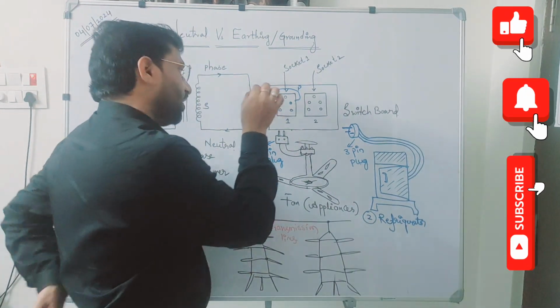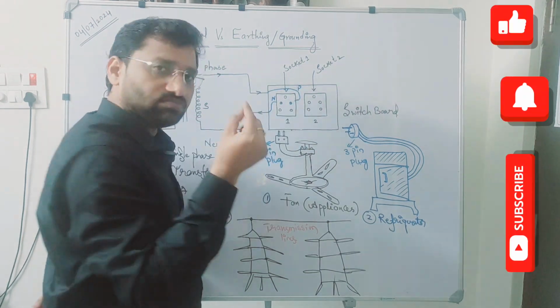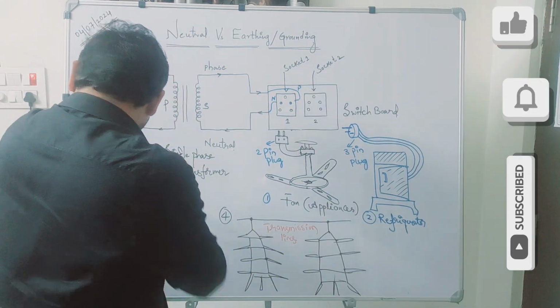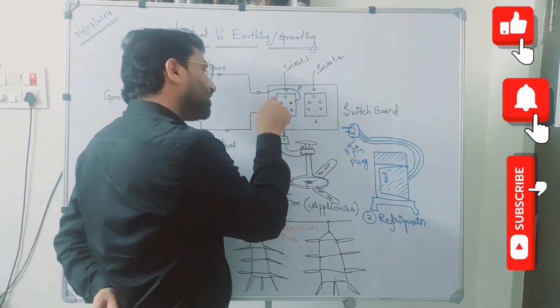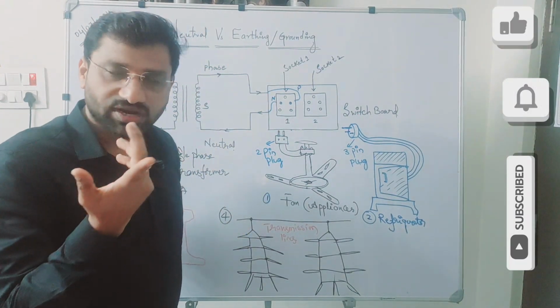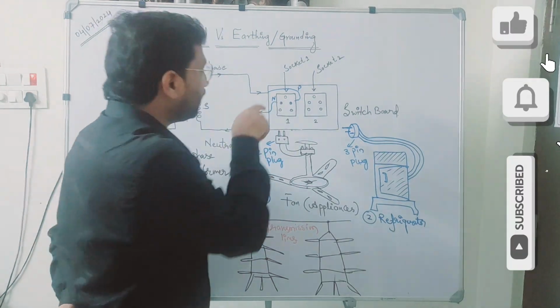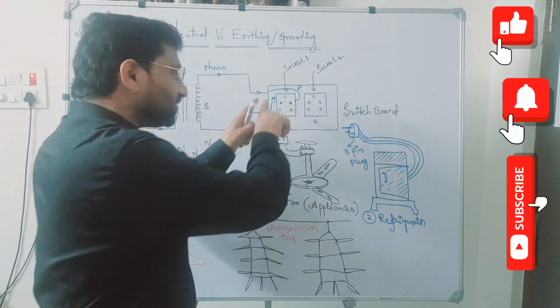You take a tester and insert it here, you will see the availability of the current. Similarly, if you insert the tester in this hole, you will not see any current. That means at this point, why is the neutral not carrying current? Because the path is not closed.